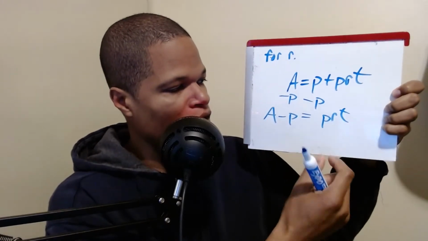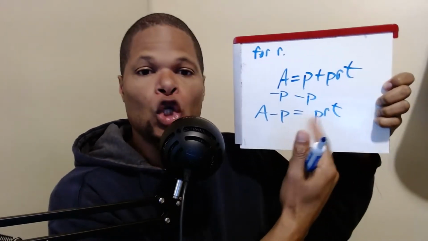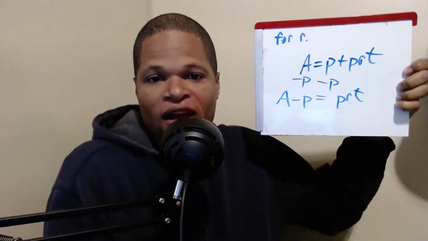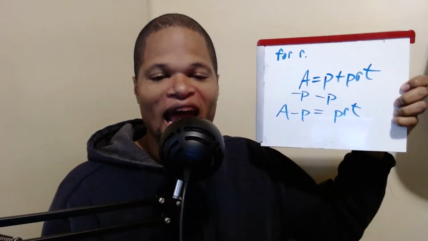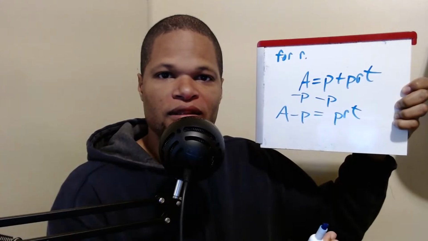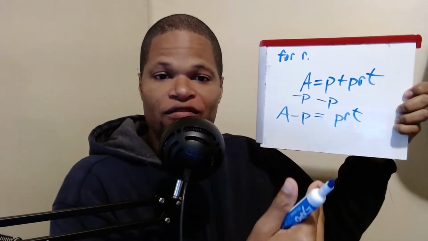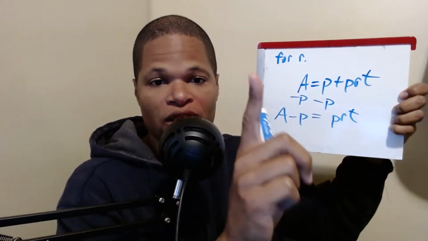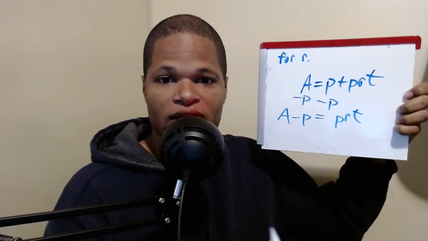But PRT really means P times R times T. They're all being multiplied together. PRT. Okay, I'm done. How do you undo multiplication? All right. The opposite or the inverse, right, of multiplication. I'll give you a second. Ding, ding, ding. Hopefully you said division.